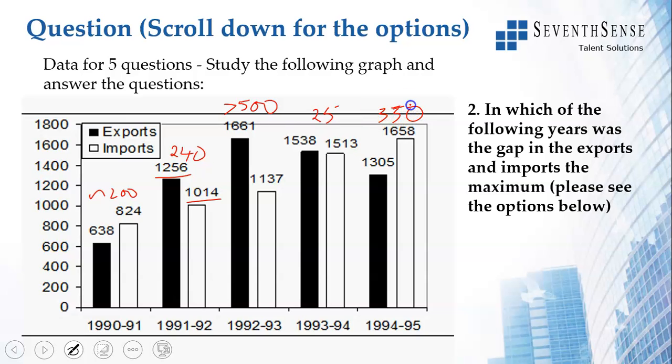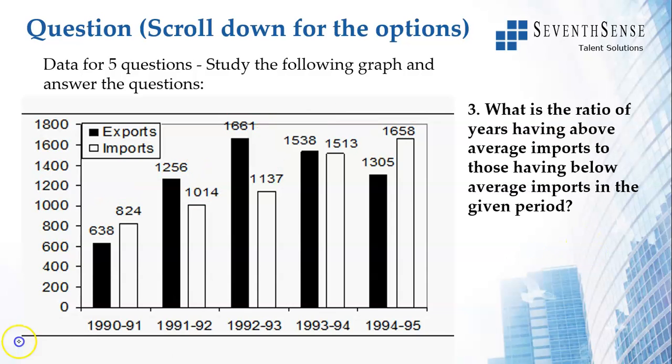So if you see this difference, they only ask the gap. They are not bothered whether in that year imports are more or exports are more. They are looking at the difference. If you see this difference, the gap is more than 500. Hence the answer is 1992-93.